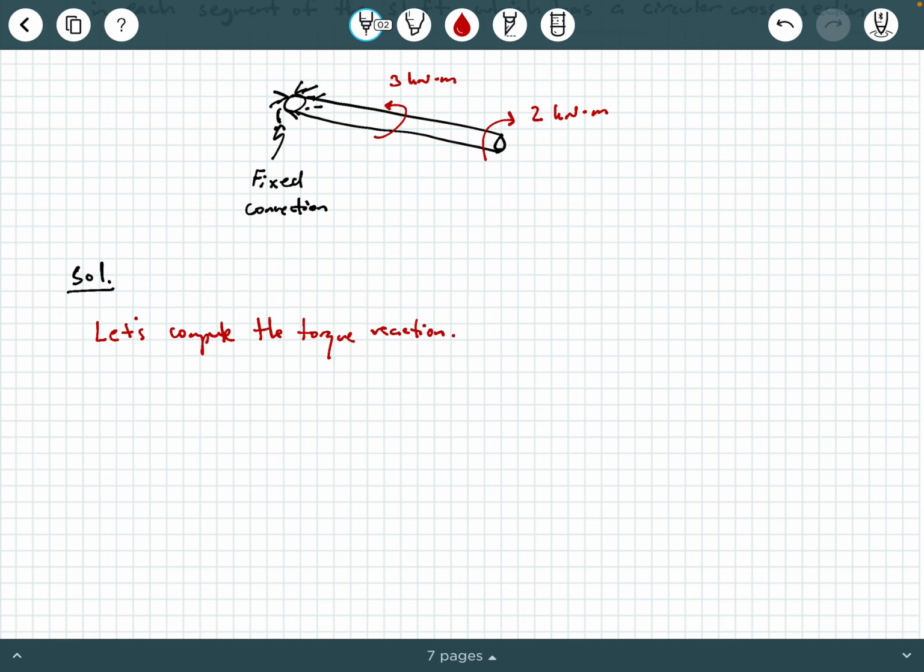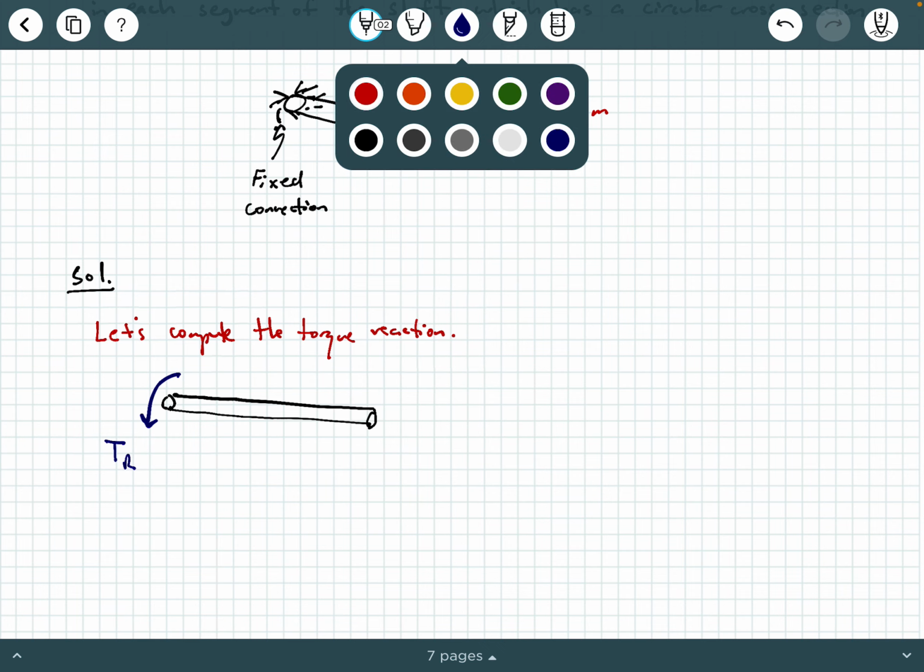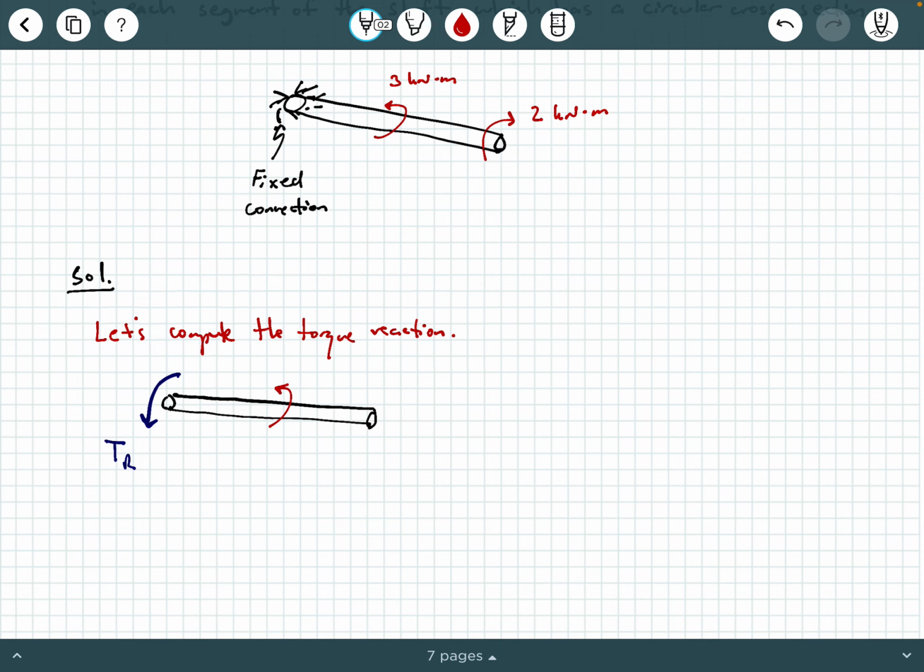To compute the torque reaction, just to be proper, we're going to draw a free body diagram of the entire system. We have this torque reaction right here, so I'm going to say T sub r for torque reaction. Then we draw on here our applied torque moments: 3 kilonewton meters, and then 2 kilonewton meters here. Remember, this torque reaction is unknown right now, so I'm assuming that it is oriented in this particular direction. And how do we calculate this?